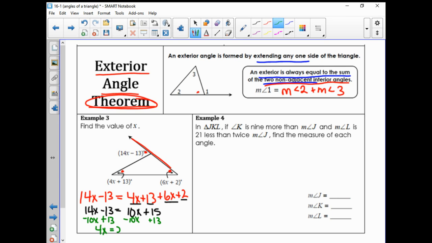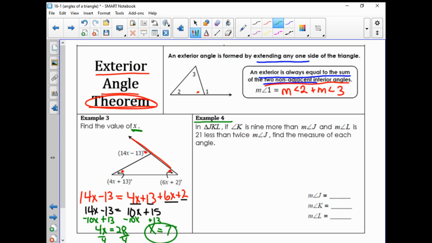4x is equal to 28. So when I divide by my 4 right here, x is equal to 7. And that's all they're asking us for right here. We just need to find the value of x. Sometimes they'll ask you for an angle measure, so watch out for whatever they're asking for. All right, let's look at example 4 right here.